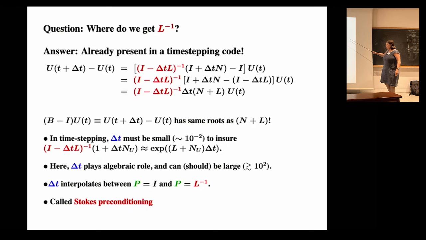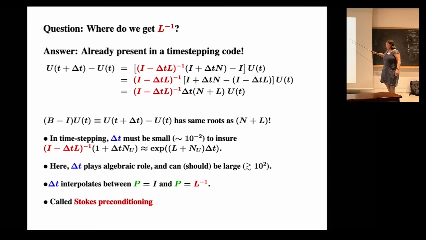But if I multiply by I minus delta t L inverse, if delta t is small, I have this extreme case, I have this I, it's just the same as N plus L, so I haven't accomplished anything. But if delta t is large, this is like L inverse. So I have taken some of the badness out of N plus L. I've multiplied by L inverse, and that's my preconditioner.